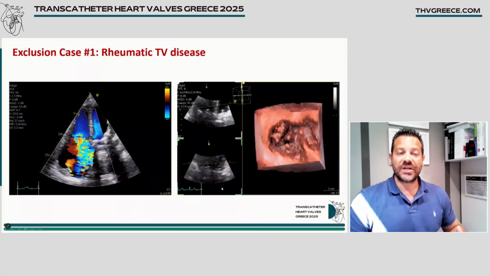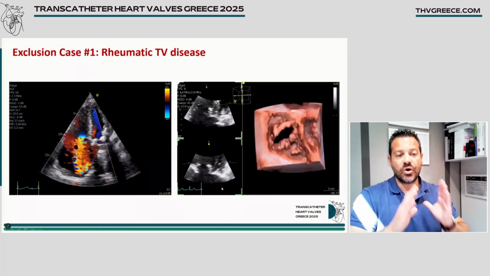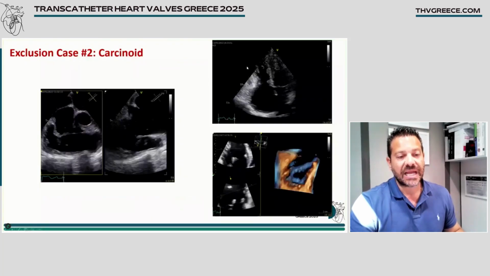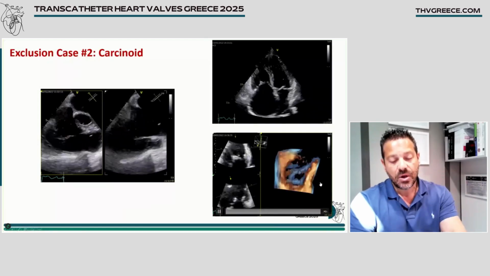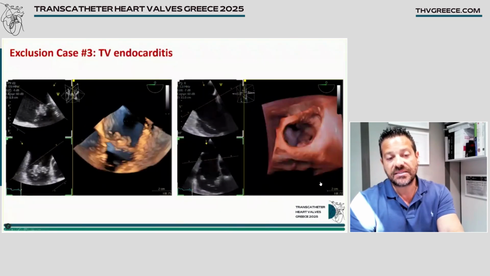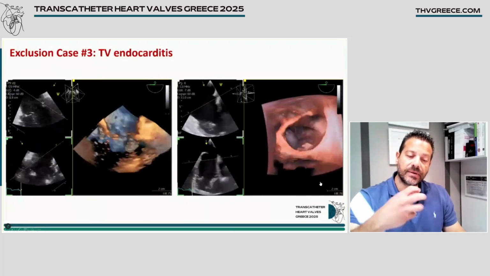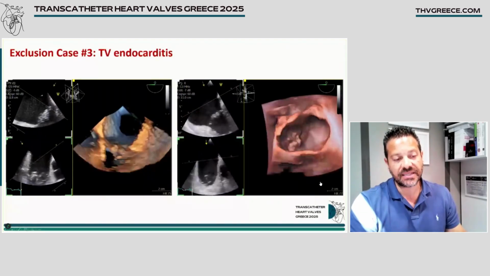When we screen patients for edge-to-edge repair, there are some conditions that should lead to immediate rejection of the patients, like rheumatic tricuspid valve disease, patients with carcinoid and fibrotic leaflets with huge gaps, or patients with active endocarditis and vegetations. These patients should be rejected from edge-to-edge repair because it will be challenging and it will develop complications or high gradients or a suboptimal result at the end.